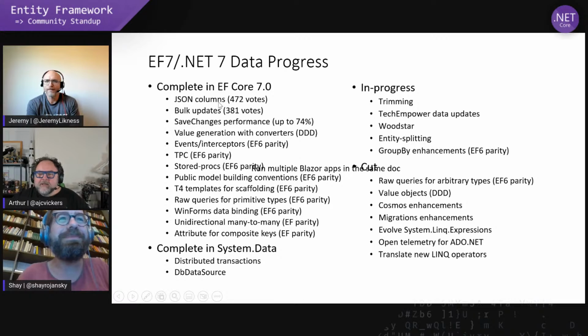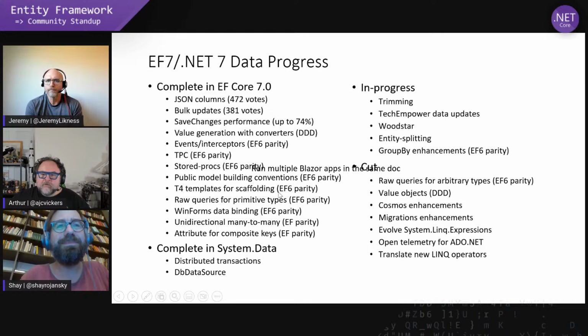But anyway, so, complete for EF Core 7. These are all the things that we're shipping. JSON columns. These are top voted features, by the way. We've got saving changes performance on Shay's blog. It said 74% on one of those, so I'm telling directors it's up to 74% faster. We can do value generation with converters, which DDD people have wanted for a long time. We've got all the interceptor stuff that we talked about. We've got TPC that we talked about, stored procs.